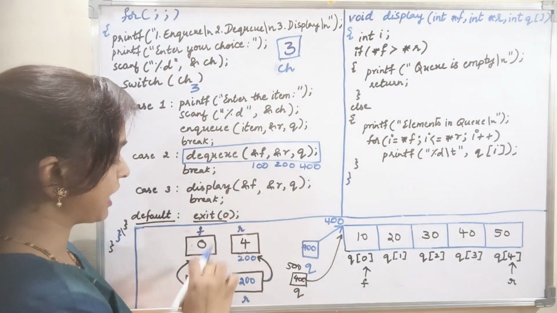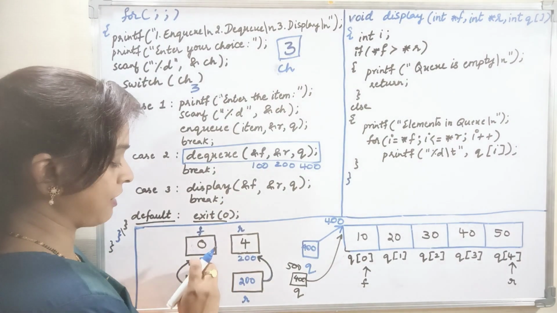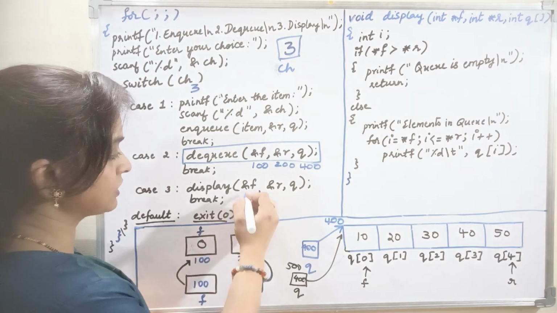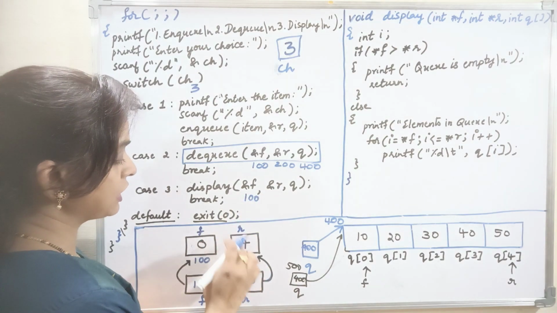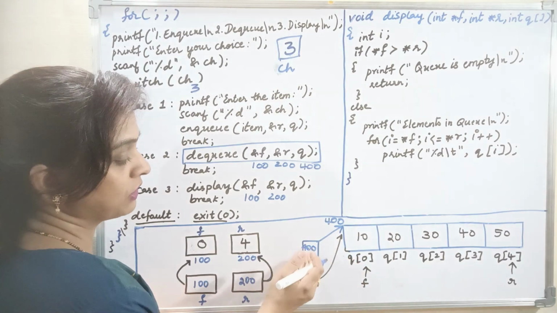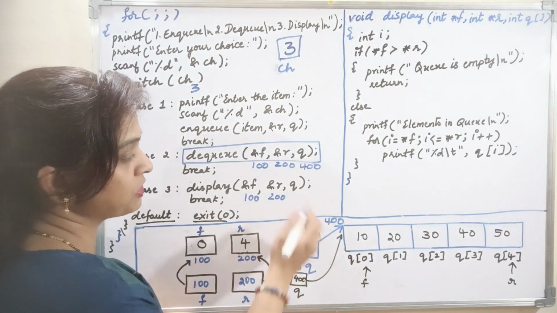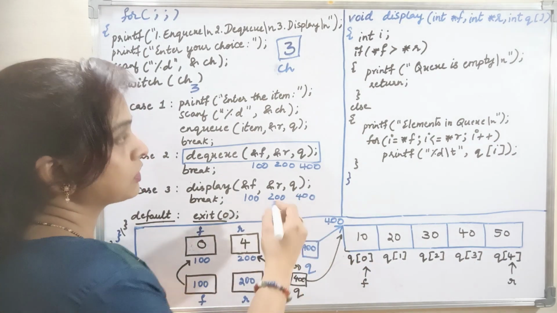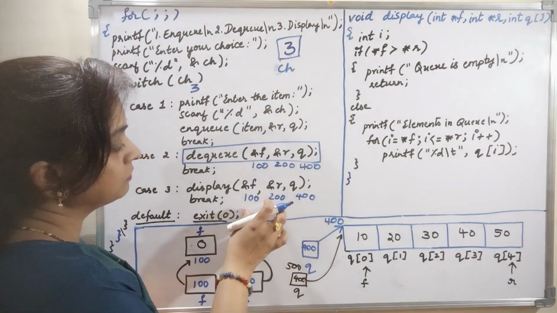Now I am sending the address of f. Normal variable f, what is the address of f? It is 100. What is the address of r? It is 200. Q, the array name, which will be pointing to the base address, is having 400. So here, function call.